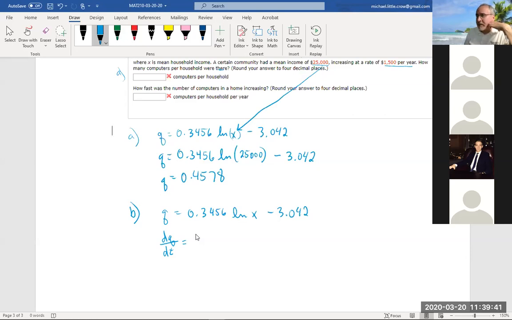When we take the derivative of this part, remember that 0.3456 is just a constant multiplier, so that stays. The derivative of natural log of x is 1 over x. It just is. So if you take the natural log of x and you take its derivative, it's equal to 1 over x. So that's one we just have to memorize. And then since we took the derivative of x, we're taking the derivative of x.